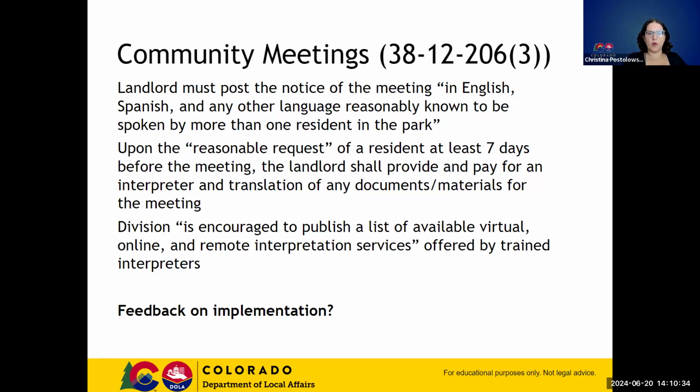And then upon the reasonable request of a resident, at least 7 days before the meeting, the landlord has to provide and pay for an interpreter at the meeting and translation of any documents or materials for the meeting. And then the division is encouraged to publish a list of available resources for interpretation services on our website. We will be doing that in the next week or two.